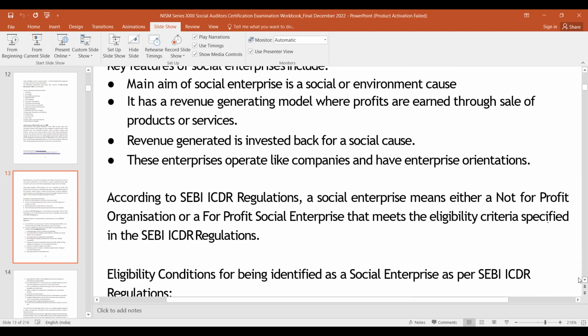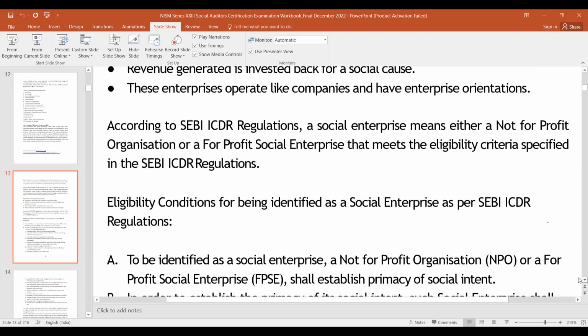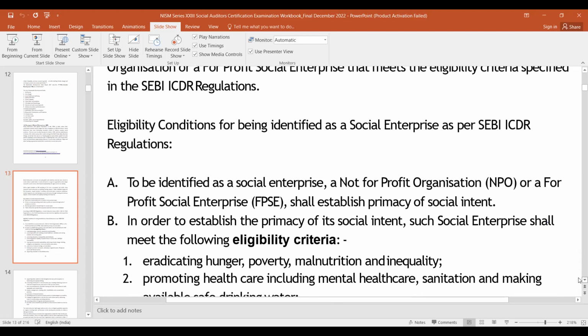Now, what are the eligibility conditions for being identified? First of all, to be identified as a social enterprise, a not-for-profit organization or a for-profit social enterprise shall establish primacy of social intent. So the first condition is primacy of social intent. The social objective should be prime. So PSI, primacy of social intent. Second, in order to establish the primacy of its social intent, such social enterprise shall meet the following eligibility criteria.